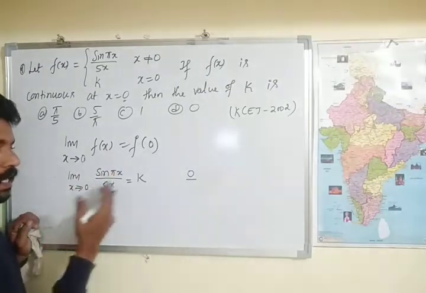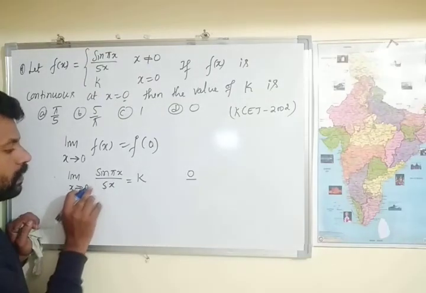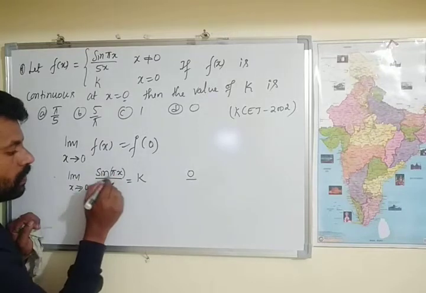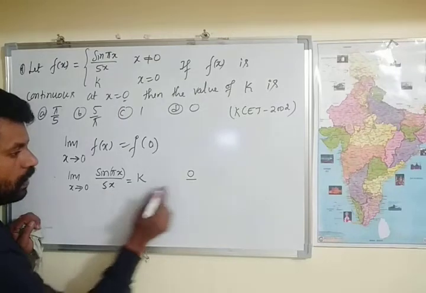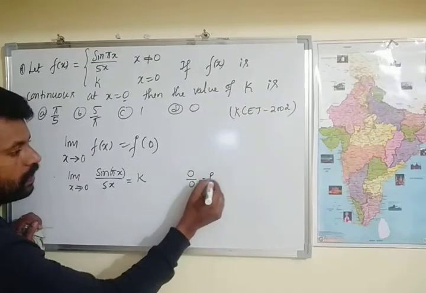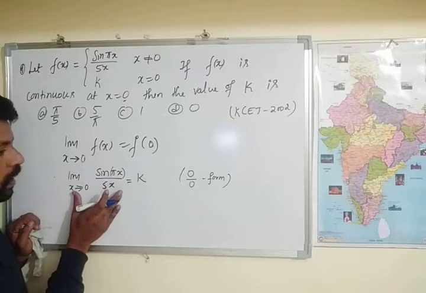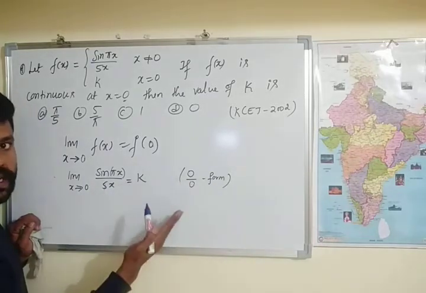Now here we consider directly x approaches to 0, means substitute 0 in the place of x. Sin of pi into 0, sin of 0 is 0, divided by 5 into 0 is 0. Here we get 0 by 0 form on the left hand side. Here we apply L'Hospital rule.